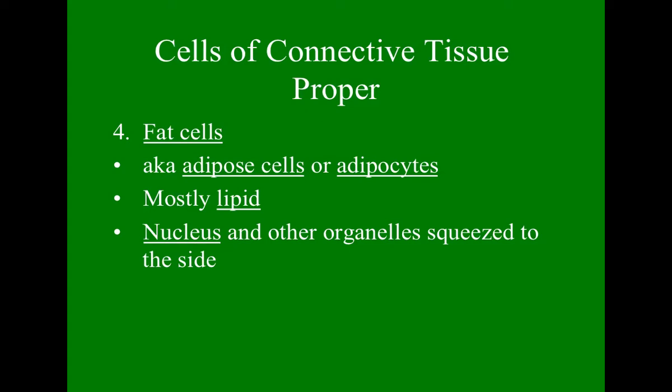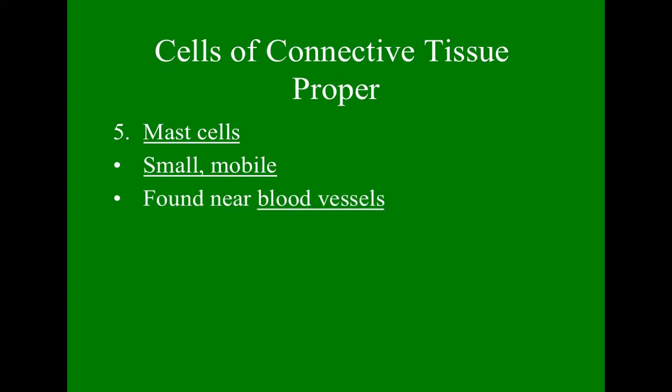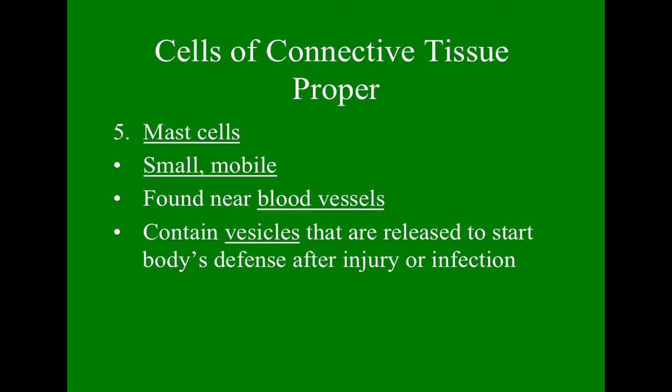The last type of cell in connective tissue proper are the mast cells. The mast cells are very small, mobile cells that are found near blood vessels. Their job is to help do the initial immune response. So after injury or infection, they start the body's defense mechanism. They can signal into the blood vessels for the body's defenses to come to that particular site. So those are the 5 types of cells that are found in different combinations within the different types of connective tissue proper.